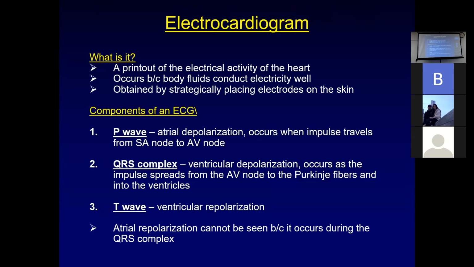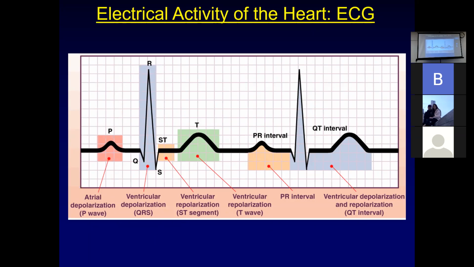Okay, so on an EKG, what we're going to see are three primary waves or complexes: a P wave, the QRS complex, and the T wave. So it looks like this, okay? At the beginning of a cardiac cycle, the SA node fires and depolarizes the right atrium. That is most of the signal that is picked up here in the P wave, okay? So this is atrial depolarization.